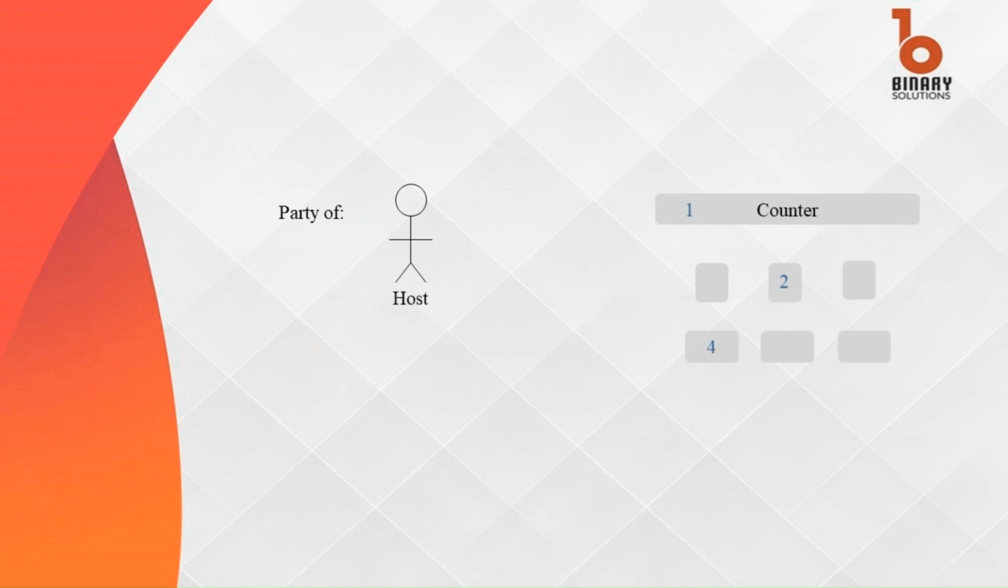The host follows a mental algorithm. If the party size is 1, they seat them at the counter. If it's 2, they seat them at a small table. And if it's 3 or more, they seat them at a large table. This decision making process mirrors an if-else structure in Python, where the program checks conditions and executes actions based on whether they are true or false.